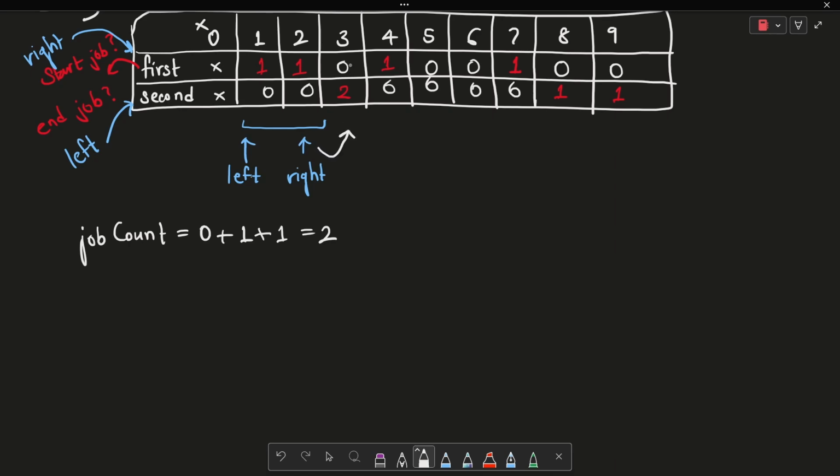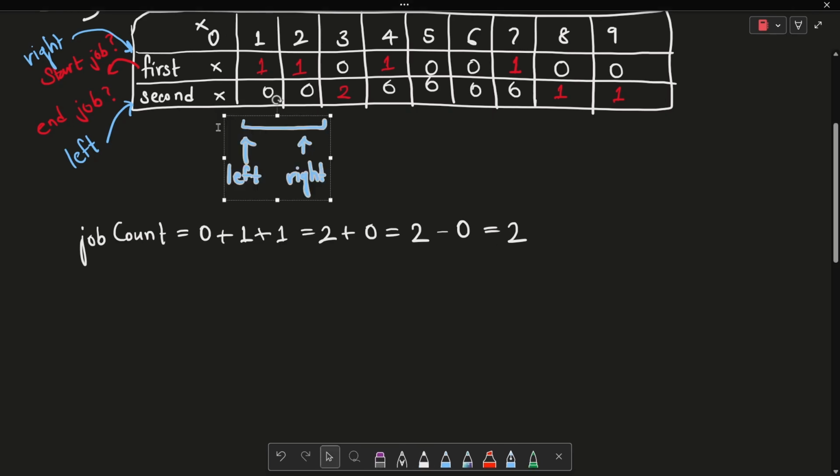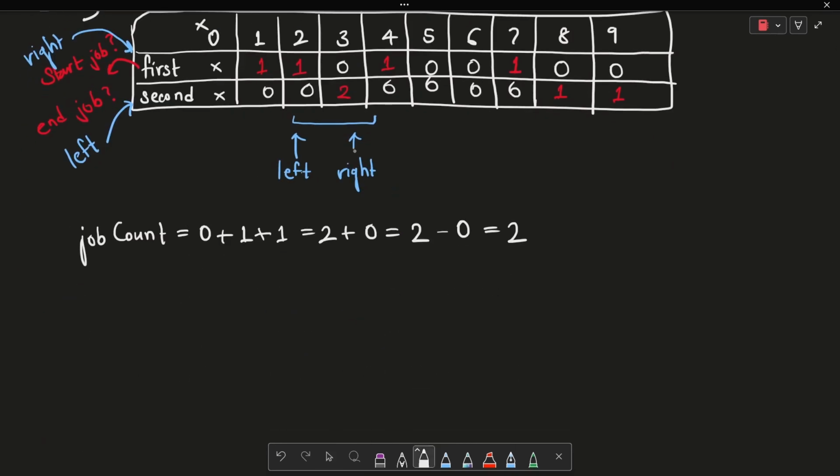The right will check, is there a job starting on this day? No, so plus 0, it stays 2. Now when I move my left ahead, it will check my second. Was there a job ending on the first day? No, there was no job ending on the first day, so minus 0. The count stays 2. Now my window has come here, and for the second and third day I have two distinct jobs, and that is what I have. That is true.